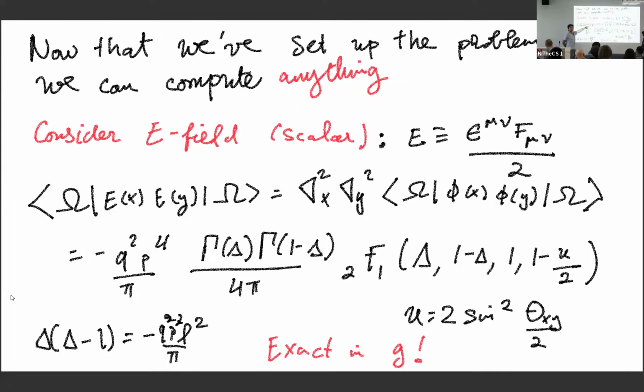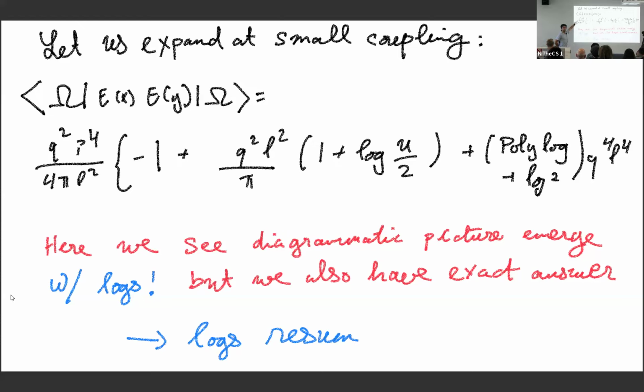And you can take this answer and you can now compute its Taylor series around small coupling. And what do you find? So this would be the loop expansion of the theory. And at each order in the loop expansion, you find logs. So here's a log, here's log squared, here's a polylog. And you reproduce this theorem of Weinberg. You reproduce that at weak coupling, you get logs.